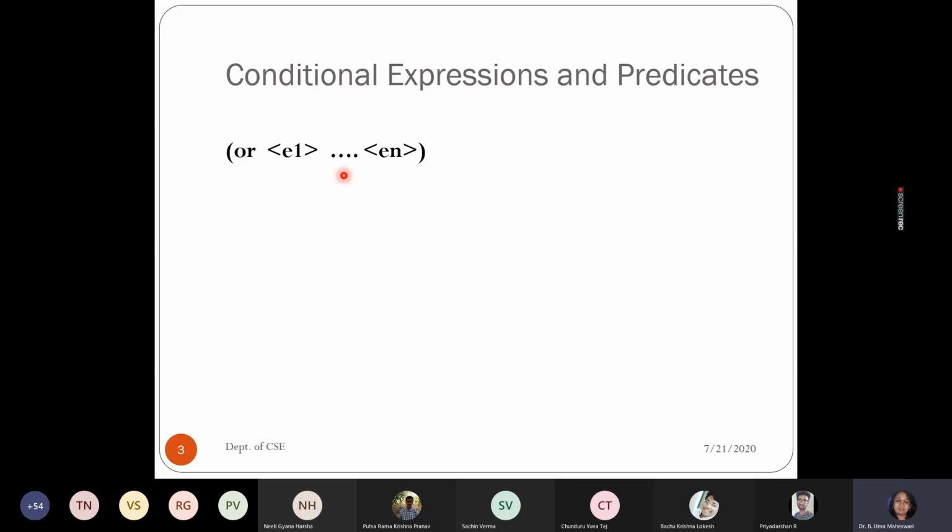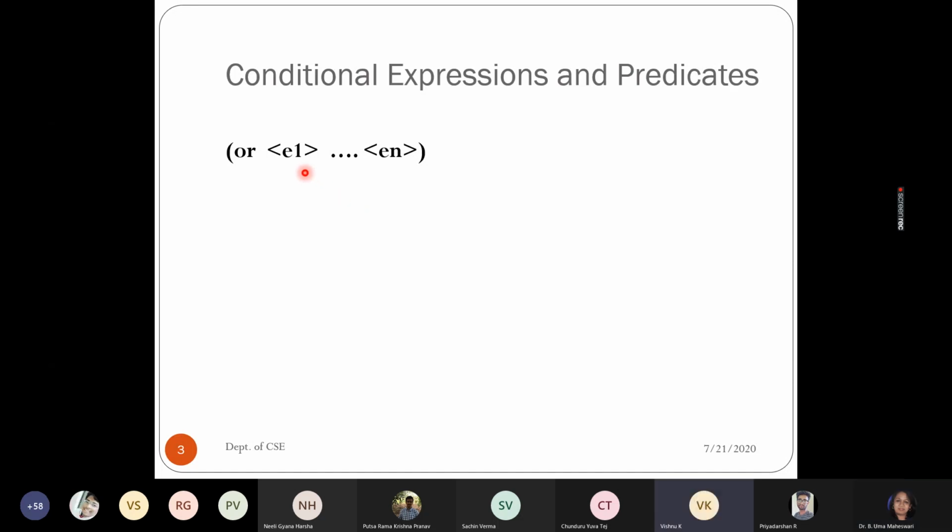Okay, provided, let's look at OR. So OR E1 to En. What is your optimal algorithm for this? How will you evaluate? What is your expectation of how the Lisp interpreter will behave? Anyone of you, please?